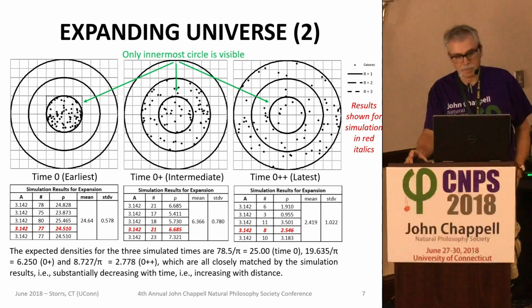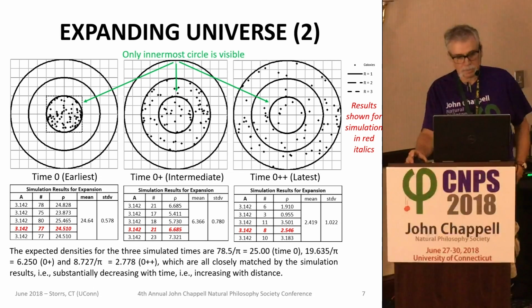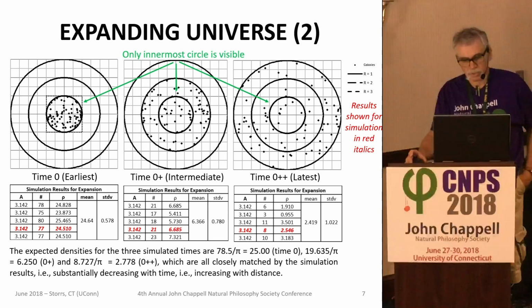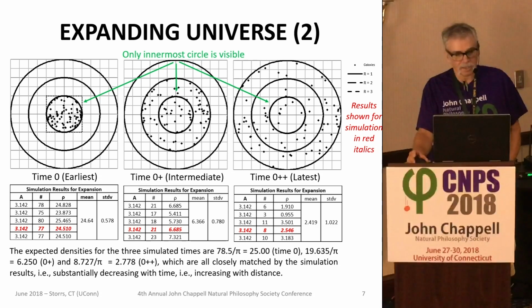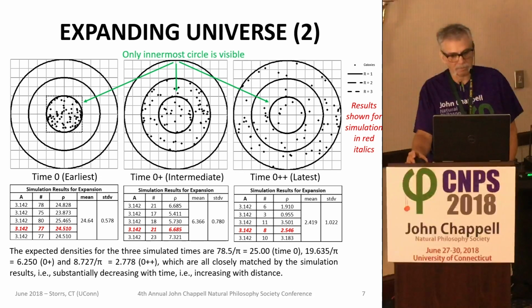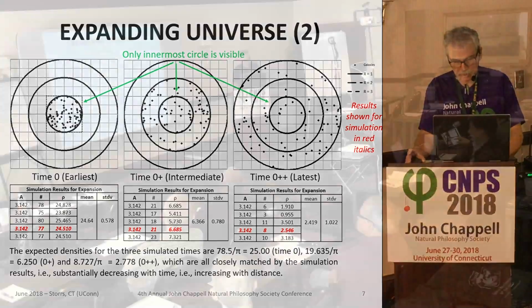And at the latest time, the initial galaxies have gone this far out, then the second set, and now the third set of galaxies. Again, these are the only observable ones. We would expect down here to have about 2.8 galaxies within the inner circle, and the average is 2.4, not too bad. Simulation: 2.546. So what's to note here is that if we have an expanding universe, the galactic density should, as you go farther out in time, be dropping from 25 to 6 to about 2.5. And that's what the mainstream said should be occurring.